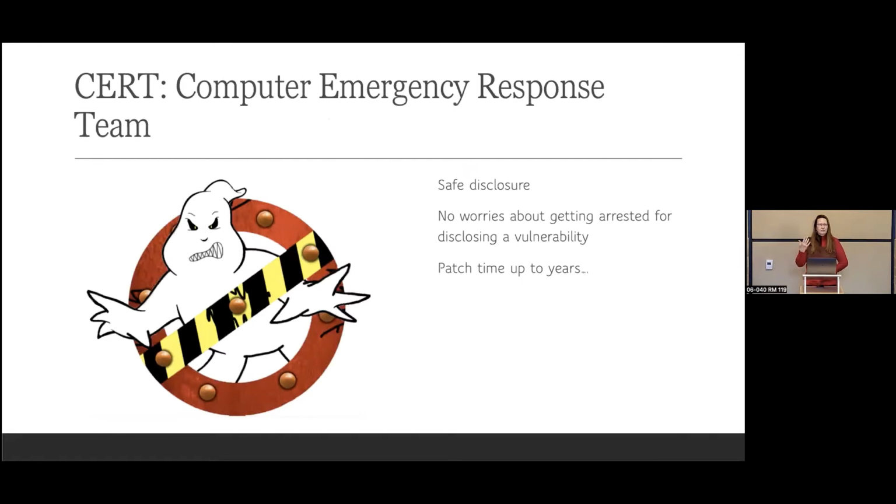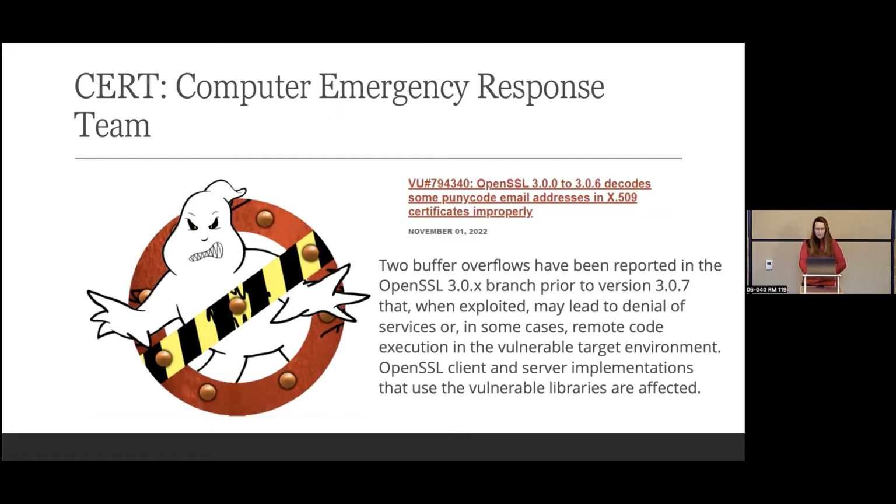As vulnerabilities began to proliferate, we created the Computer Emergency Response Team, which was a safe place to report vulnerabilities because back then you could get arrested for reporting one. But the thing is, they kept them secret. So the time to fix them took up to 2 years. Some of them were fixed quickly, some took up to 2 years.